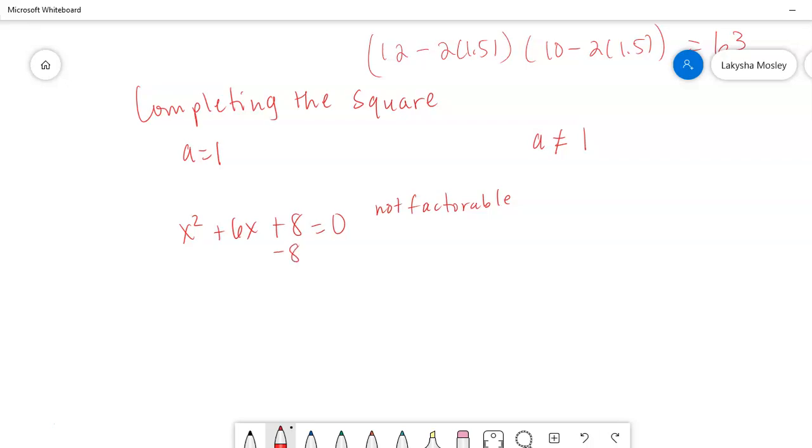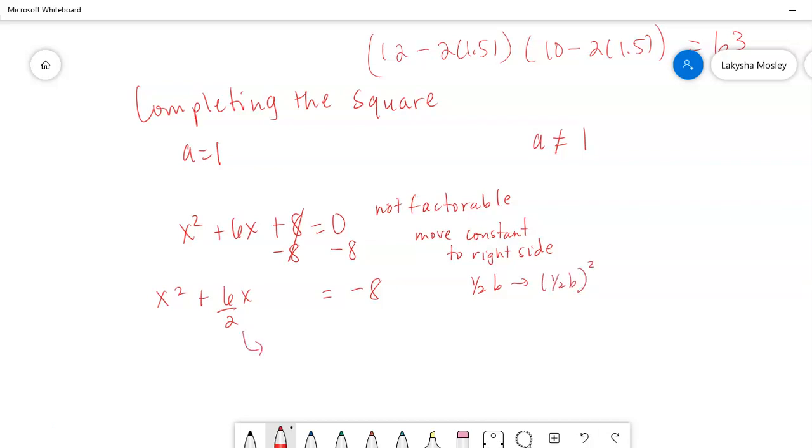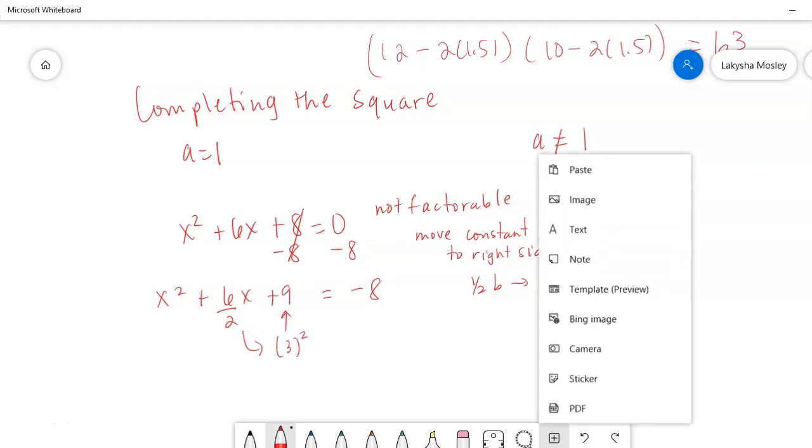We're going to subtract away the constant from both sides. Then we have x squared plus 6x equals negative 8. The second step, after you move the constant to the right side of the equal sign, is to half the b. Then after you half it, you take that value and square it. So here, I make this a 3, I square that, and add 9, and what I do to one side, I have to do to the other.